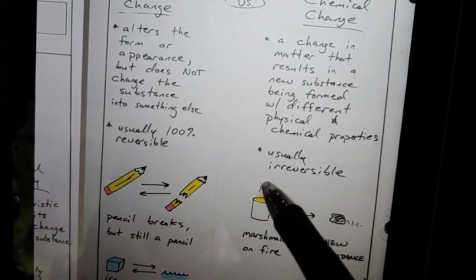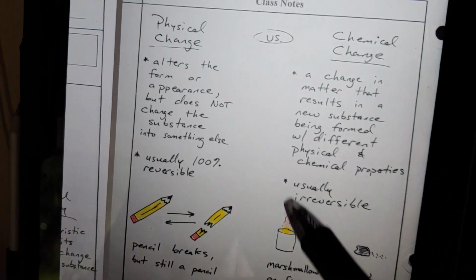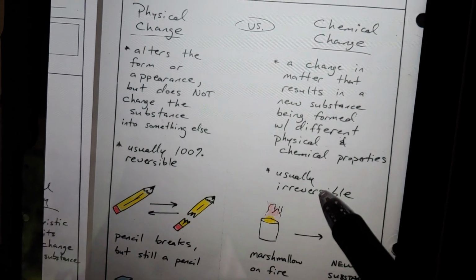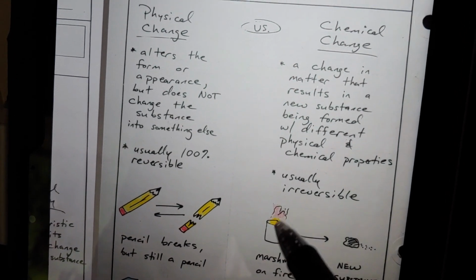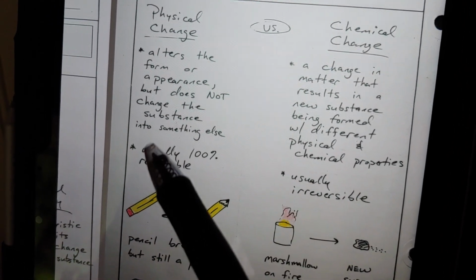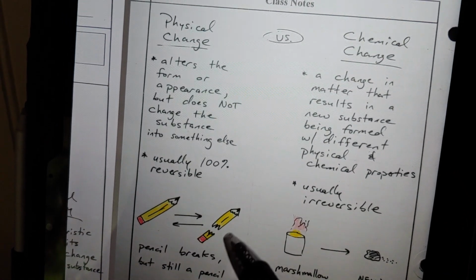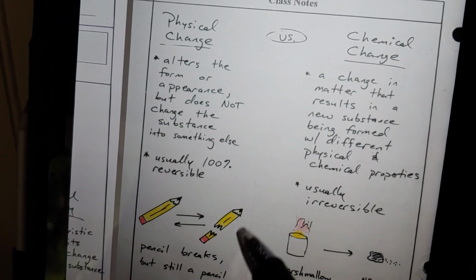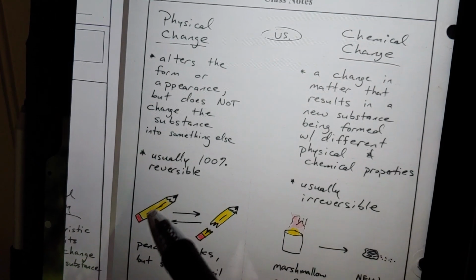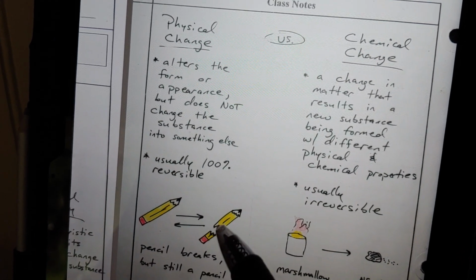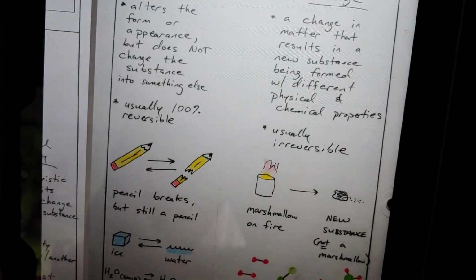Now, it's not always irreversible for chemical changes. There are some exceptions, but for the most part, chemical changes are permanent. And for the most part, physical changes are usually reversible. Like an ice cube can melt to water, water could freeze back into ice, and this pencil could be broken, but we could glue it together, it's still a pencil, okay?